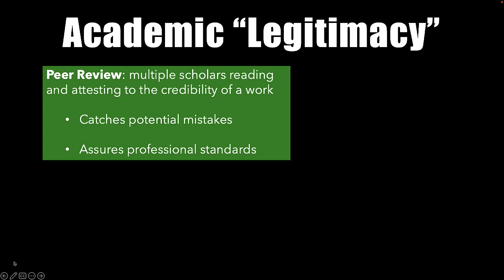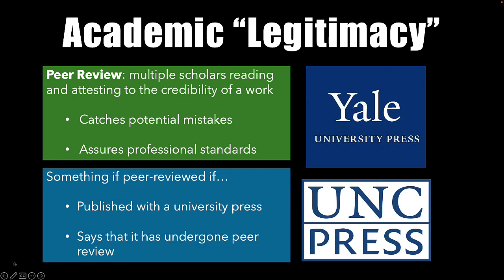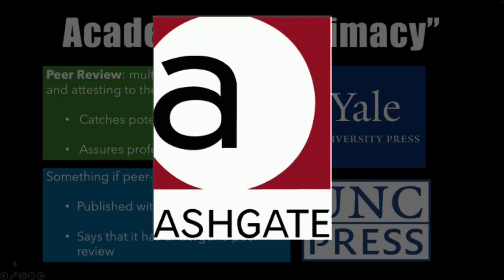But now the question is, how do you tell if something has gone through peer review? Well, the easiest way to tell is if it was published by an academic press, aka a university press. As a rule, all university presses do peer review. Full stop. There are other presses that also do peer review, presses like Routledge and Brill and Ashgate and others.